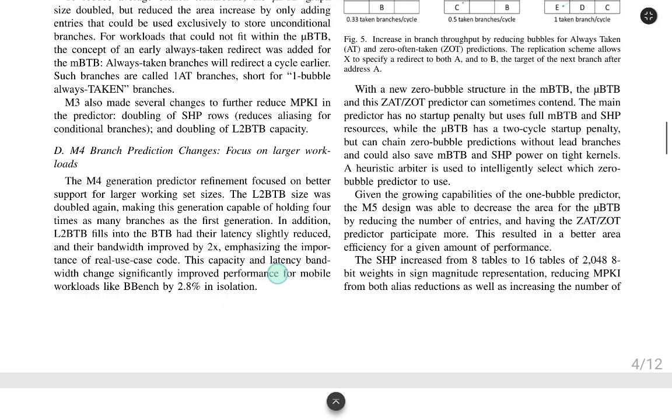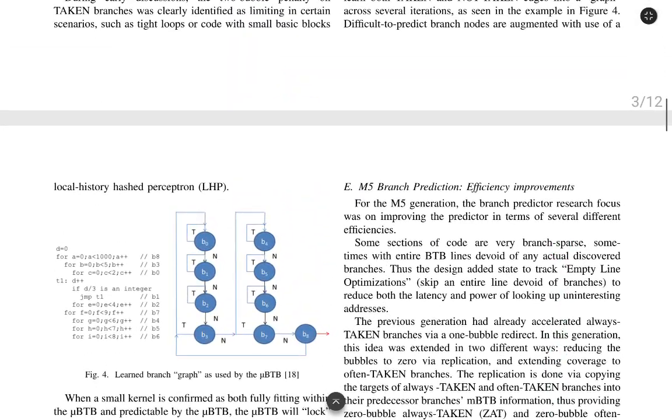This capacity and the latency and bandwidth change significantly improve the performance of mobile workloads like B-Bench by 2.8% in isolation.